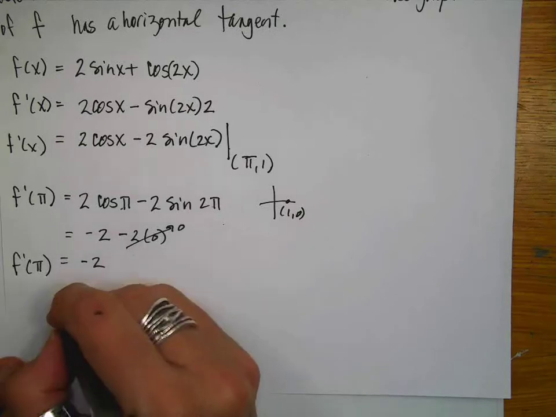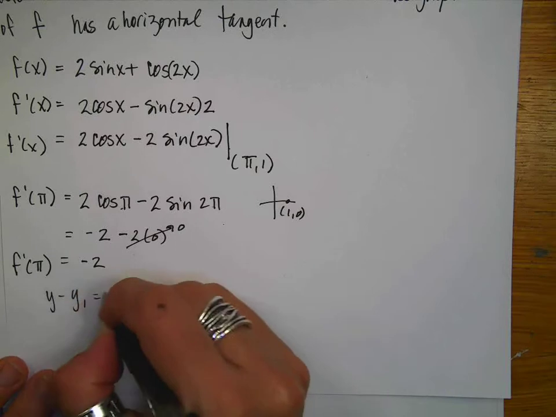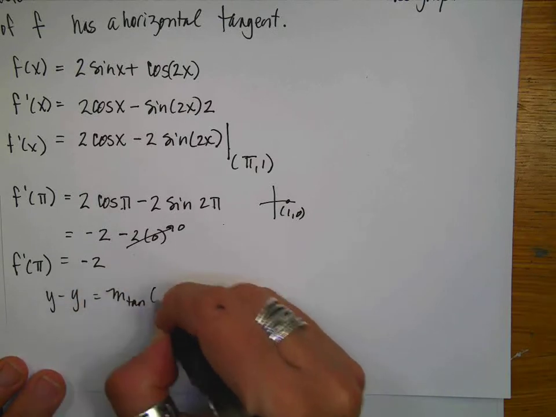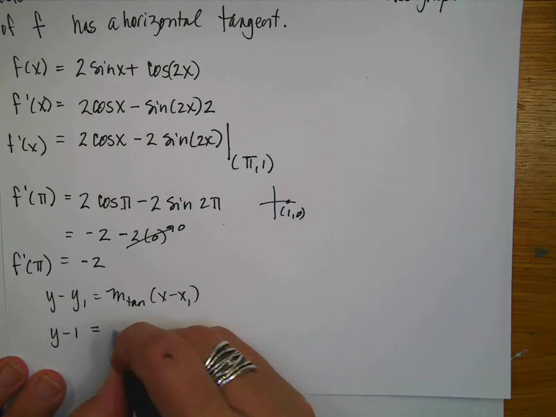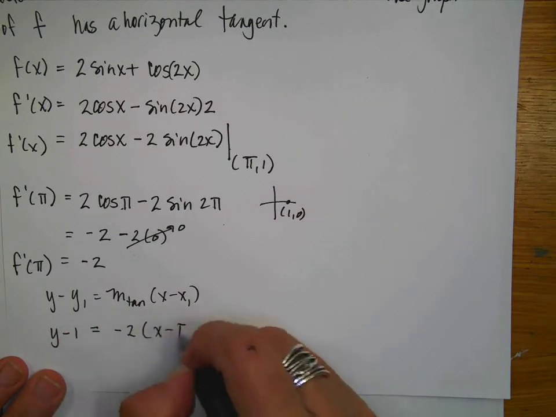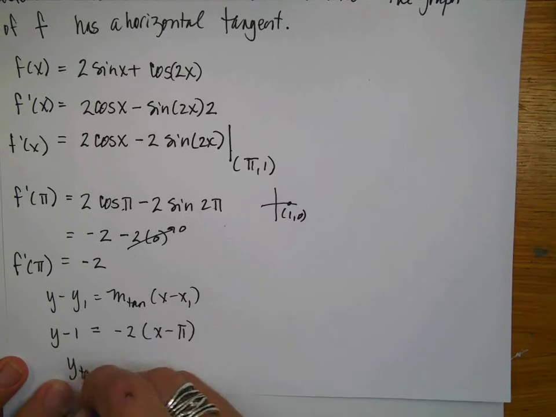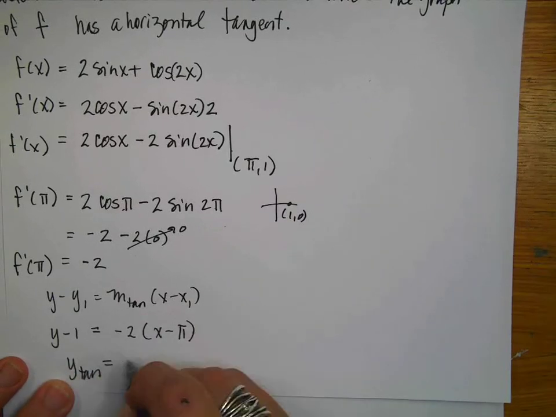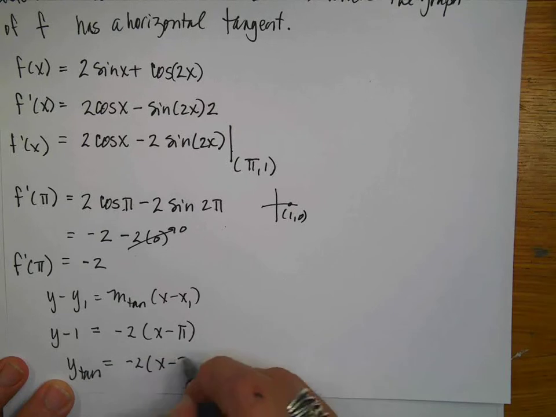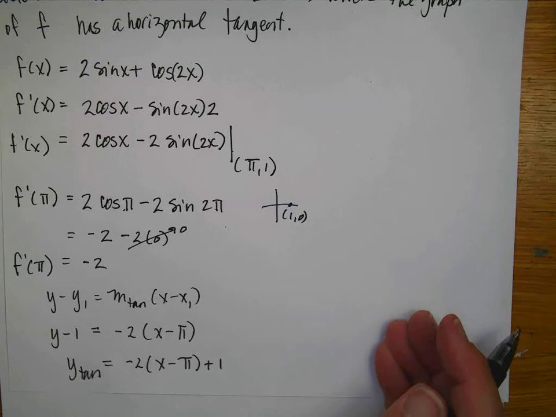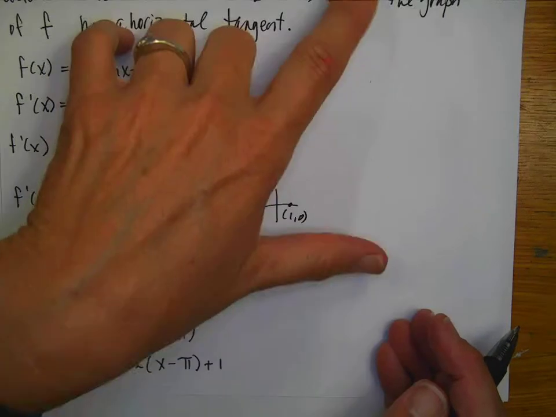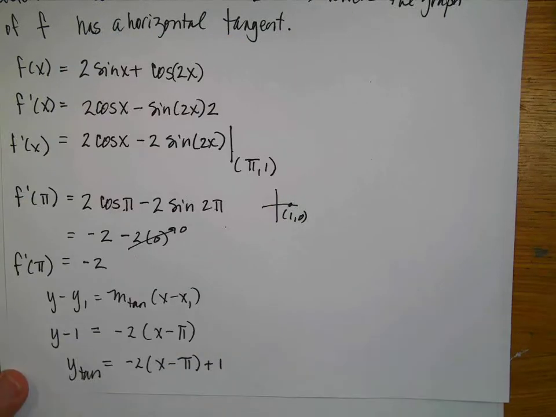So now I want to write the equation of the tangent line. So y minus y1 is the slope of the tangent times x minus x1. So y minus 1 is equal to a negative 2 times x minus pi, and I'm going to write y tangent is equal to a negative 2 times x minus pi plus 1. Okay, so that is the equation of the tangent line. That was a lot of work to find the equation of the tangent line at the given point.